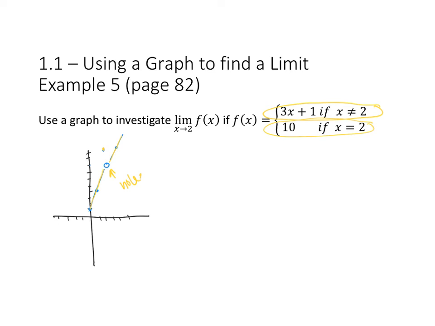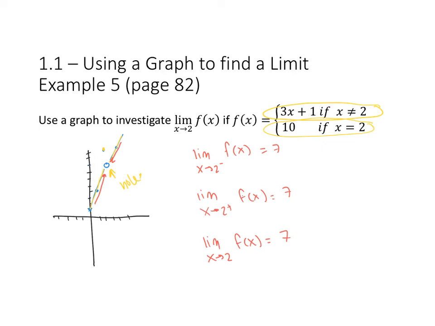Now we're going to examine what happens at the limit. So the limit as x approaches 2, I'm going to have to look at from each direction, from the left and from the right. So from the left, as x approaches 2, the function approaches 7. And from the right, as x approaches 2, the function also approaches 7. So overall, the limit as x approaches 2 of the function is 7.